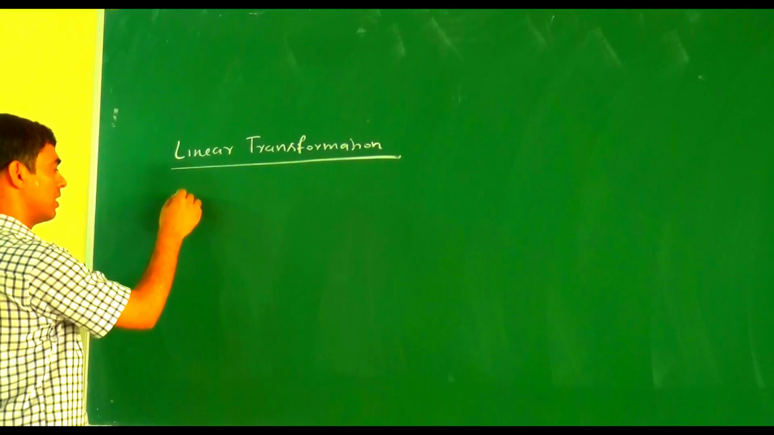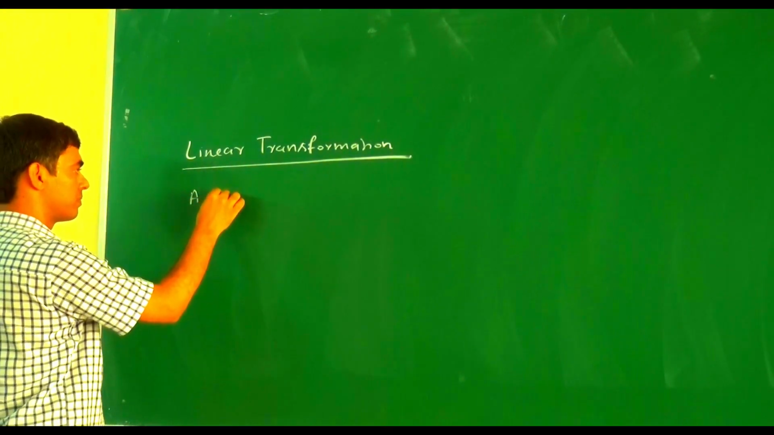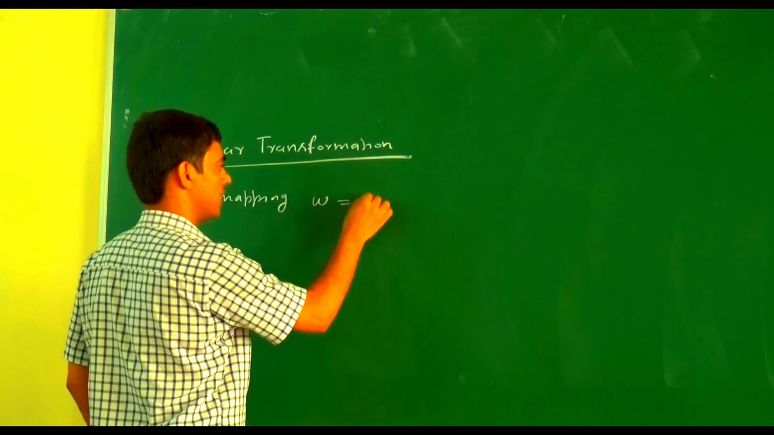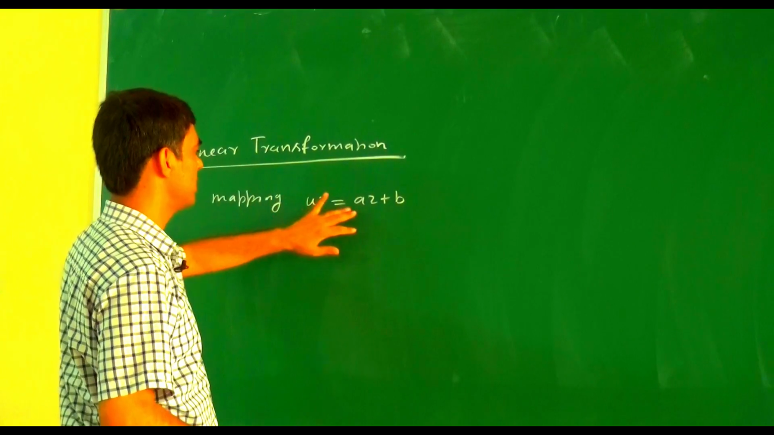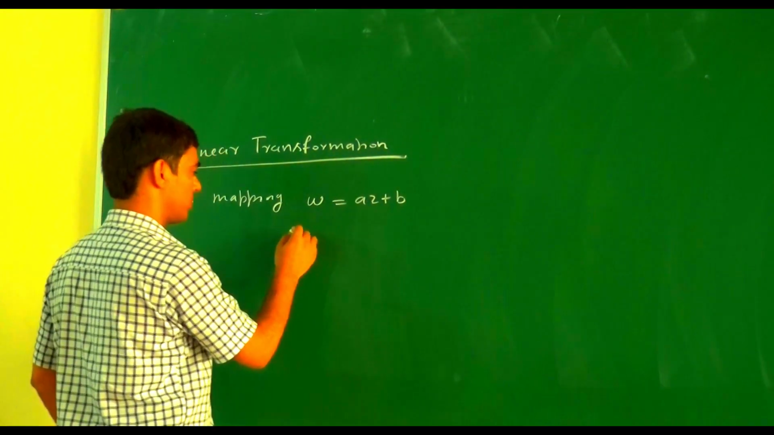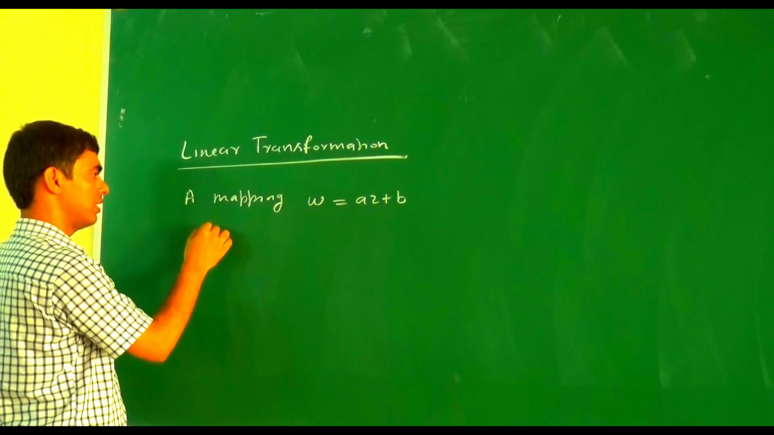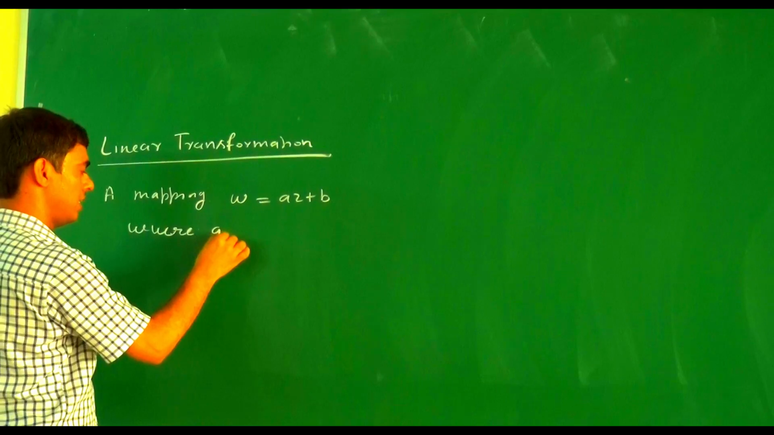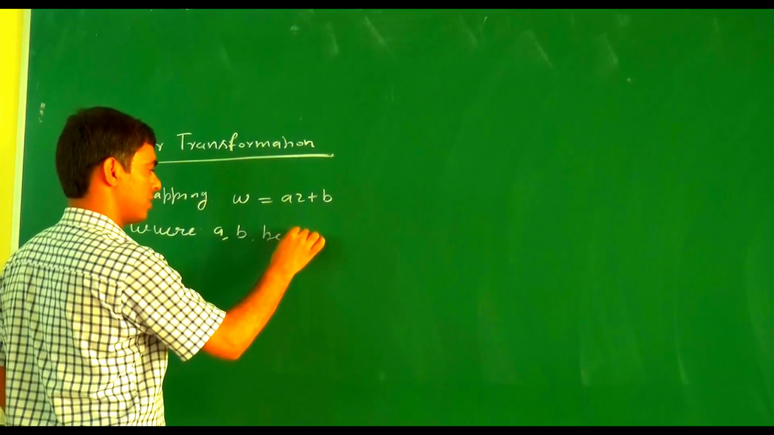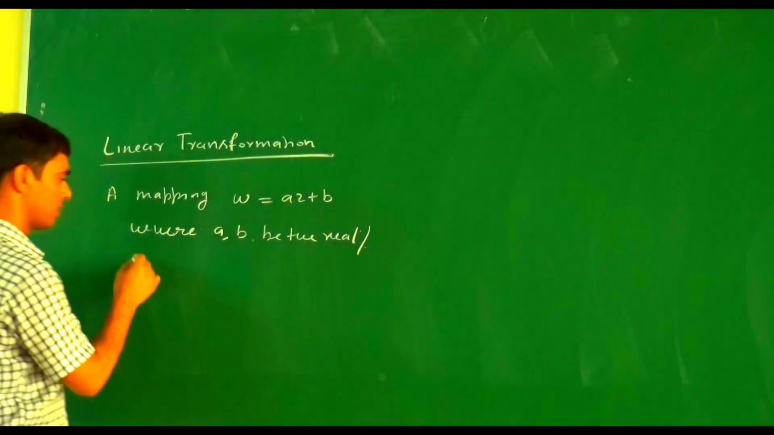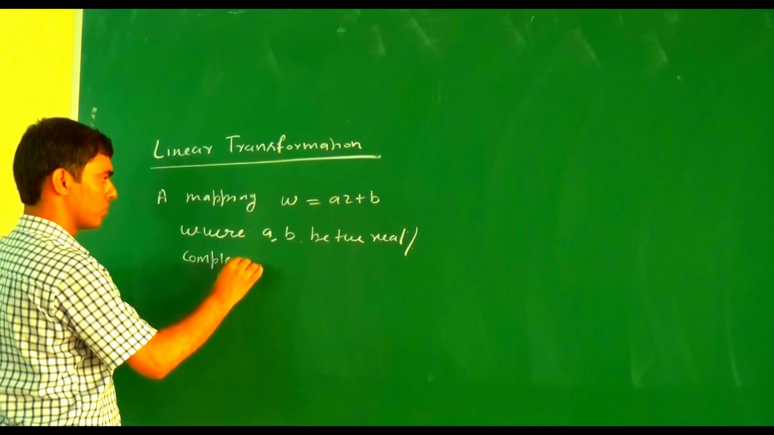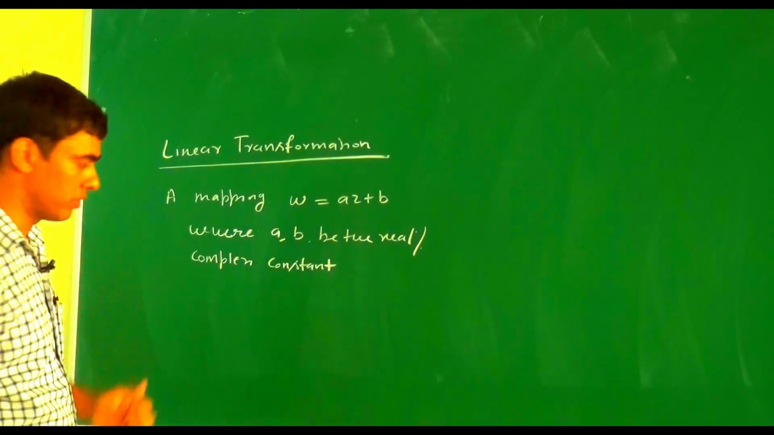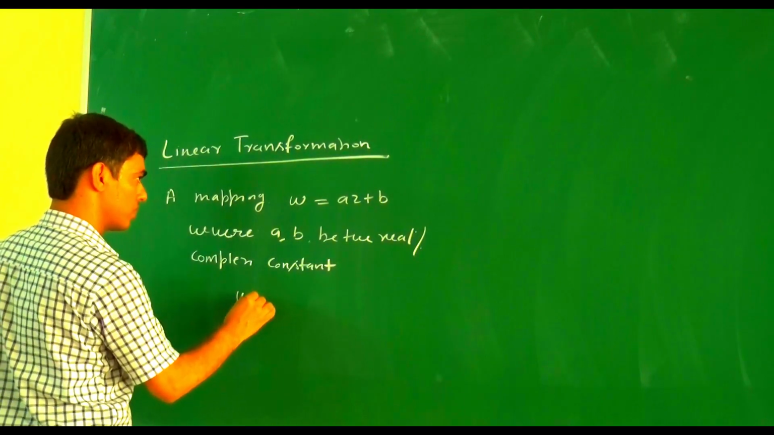So a linear transformation is a mapping like this one: W equals AZ plus B. W equals AZ plus B is a linear transformation for all values of A and B, where A and B are real or complex constants.